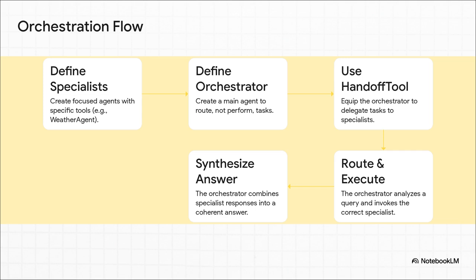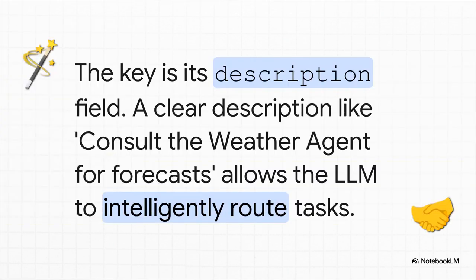And the key piece of tech that makes this all possible is the handoff tool. It's pretty cool. When the orchestrator's LLM is thinking about which tool to use, it reads that description field. So a really well-written description, something clear like "consult the weather agent for forecasts," allows the LLM to intelligently figure out which specialist agent to route the task to. It's a deceptively simple but incredibly effective routing mechanism that's powered by the model itself.